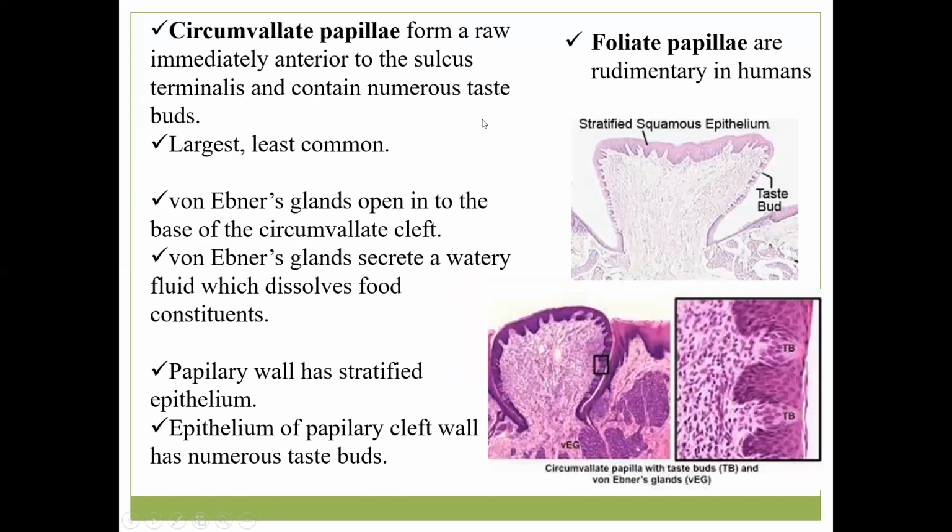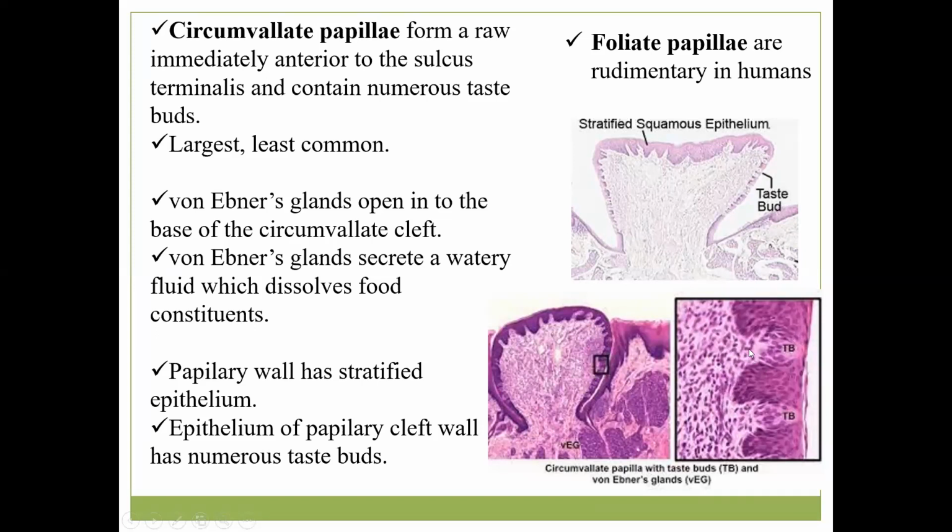Then you have circumvallate papillae. The circumvallate papillae are situated immediately anterior to the sulcus terminalis as a row. They are the largest papillae, but they are the least common and they contain numerous taste buds. So you can see this is a circumvallate papilla and this is a place where you can see taste buds.